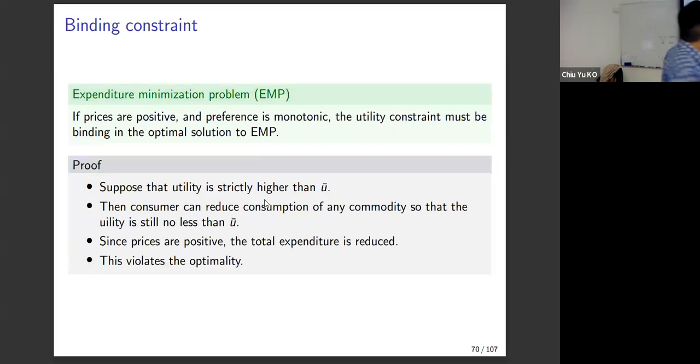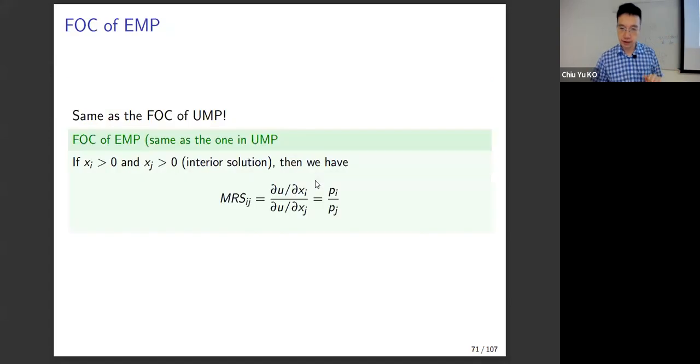And one thing is very simple. You would expect that as well. Price is positive, and your preference is monotone. The utility must be binding, right? You will not achieve more utility than your target, because you can reduce your consumption. The same argument as Walras' law, so there's a counterpart of Walras' law here. The proof is the same. I mean, it's a mirror proof.